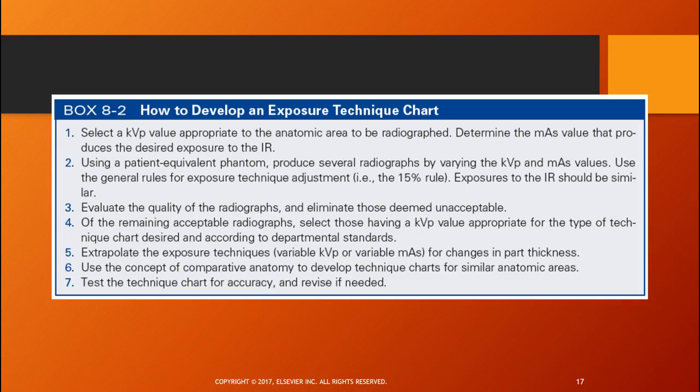Okay, so how to develop an exposure technique chart. And this will usually be done by a lead technologist with the help of a medical physicist, okay? And it's just taking a lot of phantom radiographs and seeing which one has the best density and which one the radiologist likes better, and that's your baseline. So you select a kVp value, which is appropriate to the anatomic area to be radiographed, and you determine an mAs value that produces the desired exposure. You put that in your chart. You up your mAs and lower your mAs appropriately for the next step of patient body part thickness, okay?